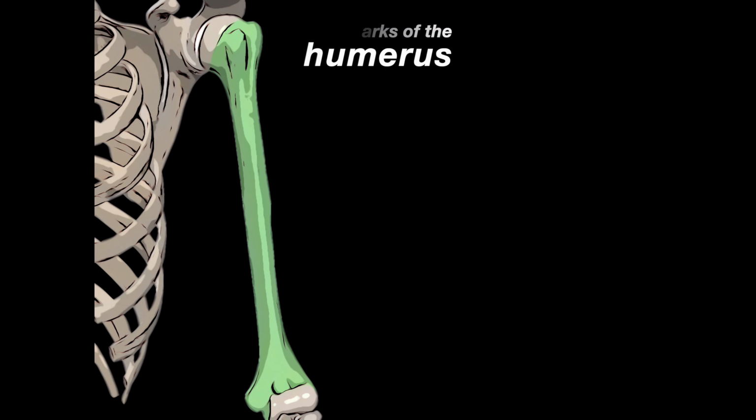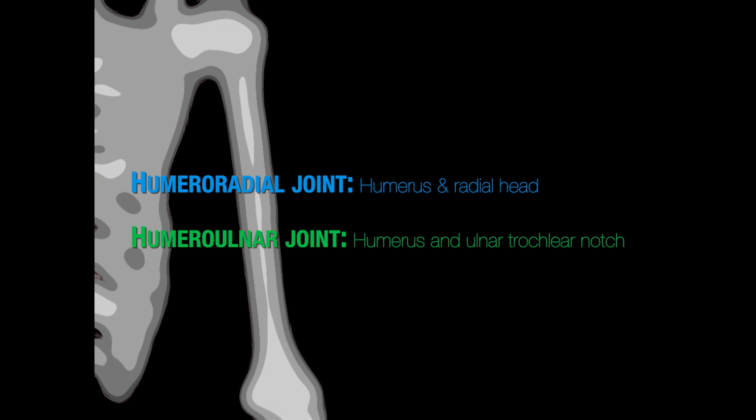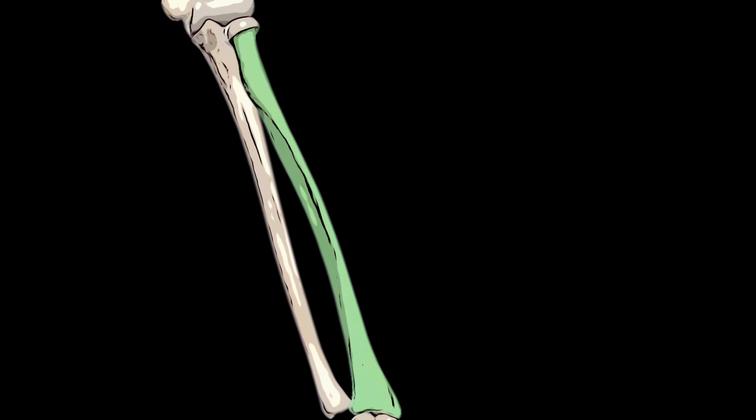The humerus articulates with the head of the radius, forming the humero-radial joint, and the trochlear notch of the ulna, forming the humero-ulnar joint. These two joints contribute to the formation of the elbow joint, which will be discussed in further detail later. The radius is located in the forearm, distal to the humerus of the arm. It is positioned lateral to the ulna and is the shorter of the two bones of the forearm. The name radius is derived from its ability to rotate relative to the more fixed ulna.